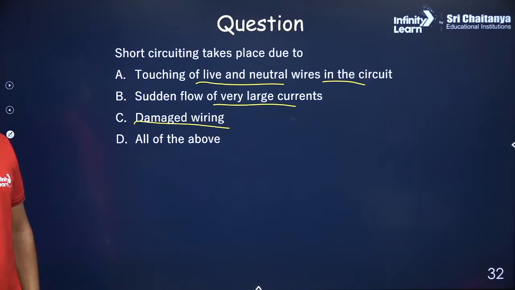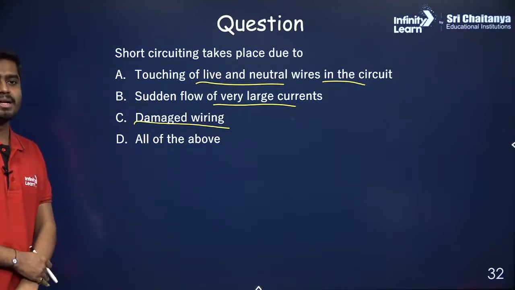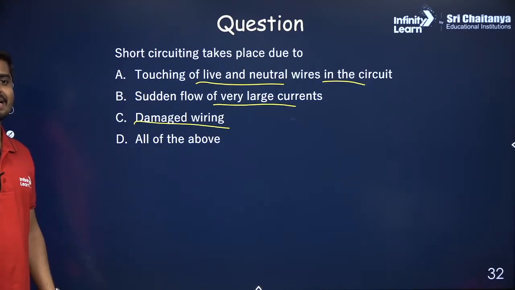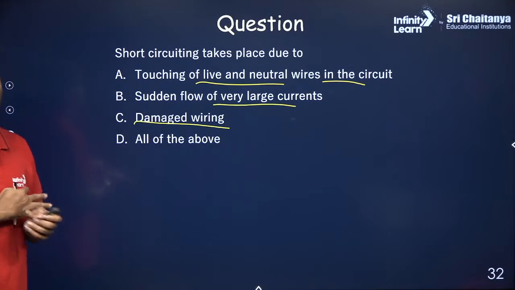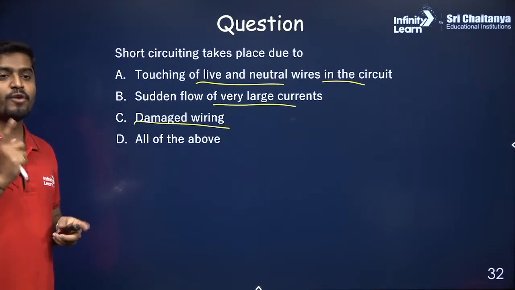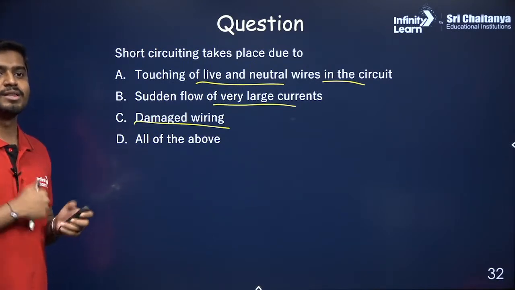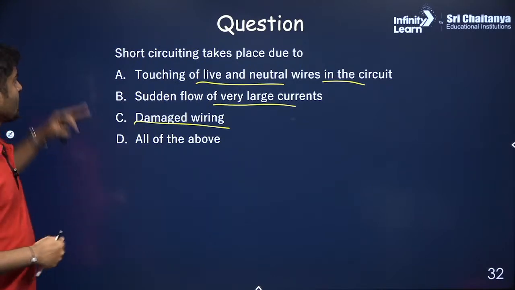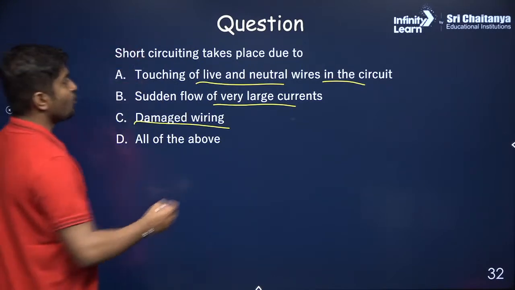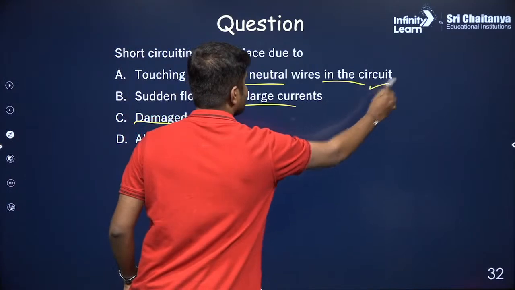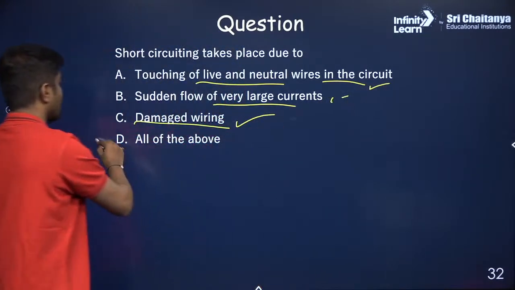Factors of resistance depend on, there are 3 factors: length, area and the resistivity. If you want more, you can go back and watch the first lesson on electricity. So short circuit takes place due to all of the above. Because of this, this and this, so it is option number D.